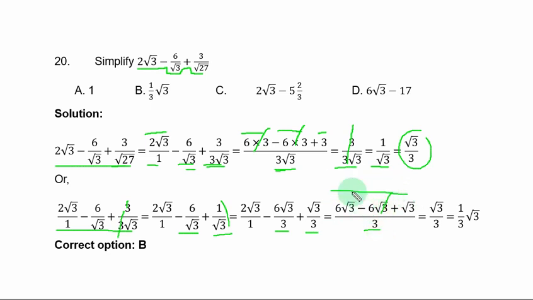Now, this will cancel this. You are left with root 3 over 3. You can factor out 1 over 3, and you have it in this form. B is the correct option.